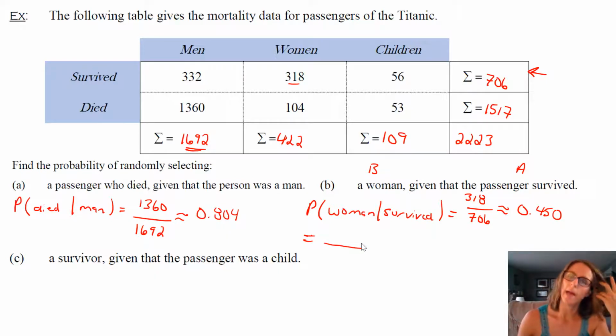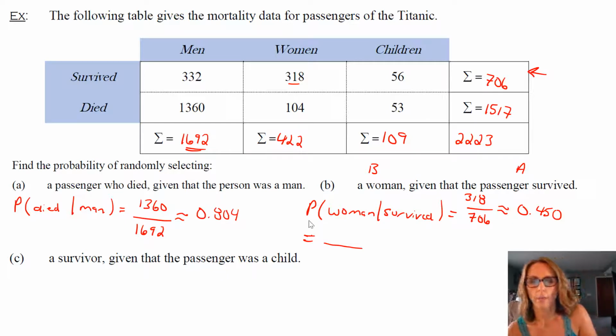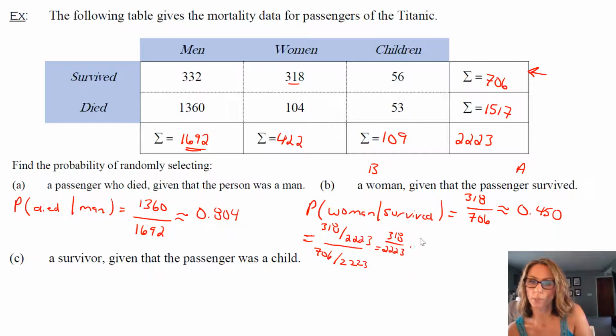The probability that you get a woman that survived, and that is 318 out of 2,223. Now in the denominator, it's the probability of getting someone who survived. That's 706 out of 2,223. And then if you're familiar with fraction math, the answer to this, dividing by a fraction, is the same as multiplying by the reciprocal. This takes you way back. And then you simplify the 2,223 and you get the answer that we got already.